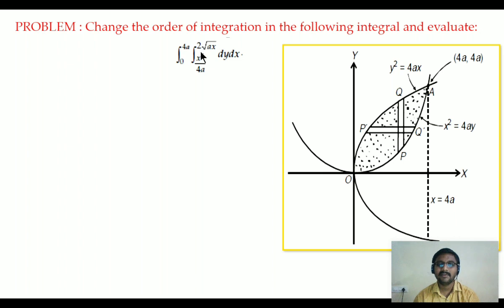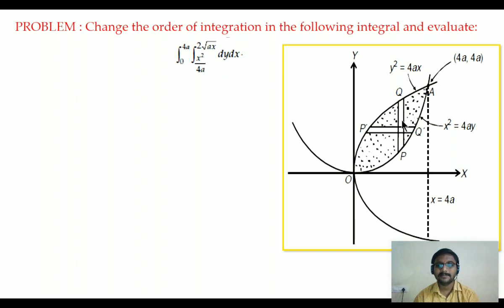Once again, the y limits are variable limits in terms of x. y equal to x square by 4a means x square equal to 4ay, a parabola symmetric about the y axis and passing through the origin. y equal to 2 root ax means y square equal to 4ax, which is also a parabola, symmetrical about the x-axis and passing through the origin. Intersection with x square equal to 4ay is 4a comma 4a. And x varies from 0 to 4a. x equal to 0 means the y-axis and x equal to 4a means the line parallel to the y-axis. So it is the rough sketch of the region taken by the limits of the given double integral.